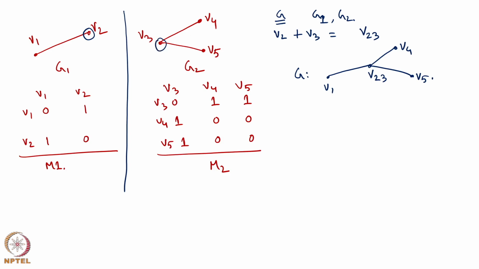And how will the matrix look? We are posing a question for such a G, how will the matrix look? Can we devise a process, and then with that we can work with a very large number of vertices also.